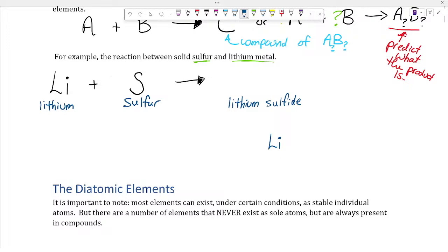Yeah, lithium only has one electron in its outer shell, so it can only give away one electron.